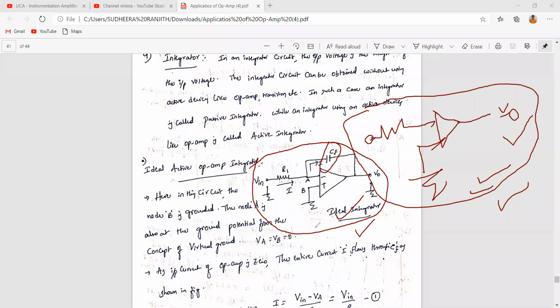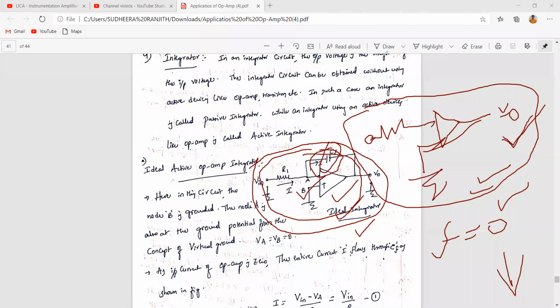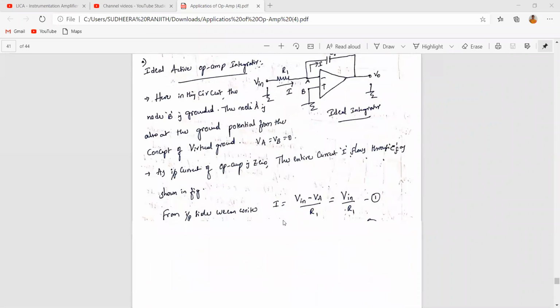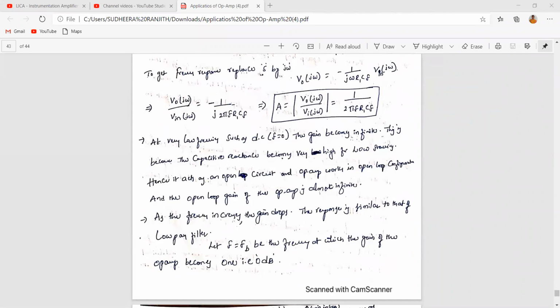This is an open loop configuration, as opposed to a closed loop configuration, but it happens when the frequency is 0 or low. When the frequency is low, the feedback path becomes open and the diagram becomes like this. That means the op amp operates in open loop configuration for low frequencies. That's what I want to say.